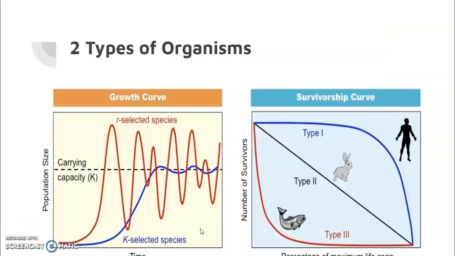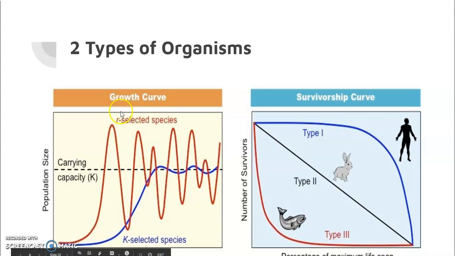Growth and survivorship determines our 2 types of organisms. Humans are a K-selected species. That means that we hover around the carrying capacity, which is known as K, in our ecosystem. We also have a survivorship curve of type 1, which means that throughout your life you have a very stable and constant state of healthiness until the end of your life, when humans tend to get diseases and die of natural causes. But we have a very long lifespan.